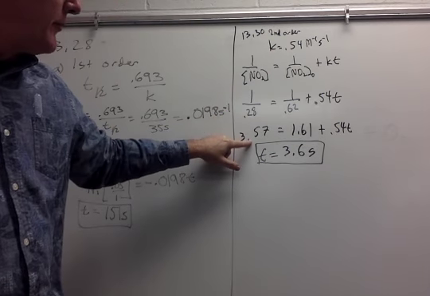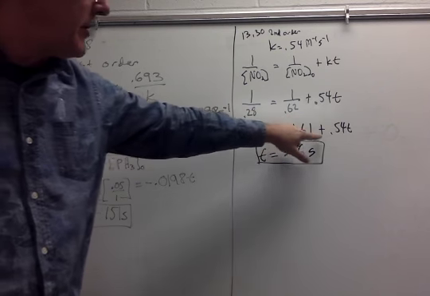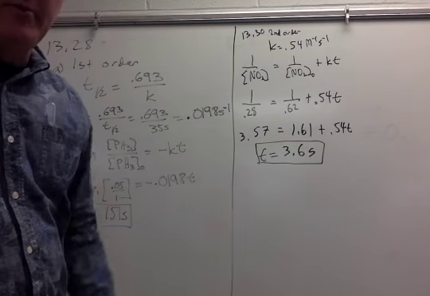1 over 0.28 is 3.57. 1 over 0.62 is 1.61 plus 0.54t. Solving that for t, I get 3.6.